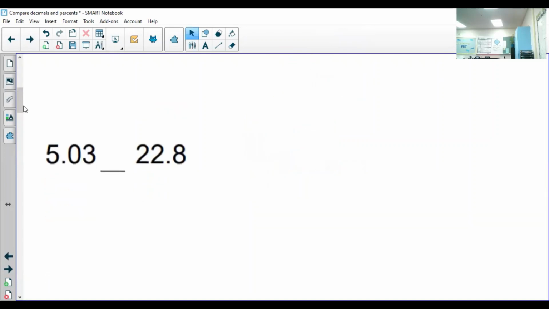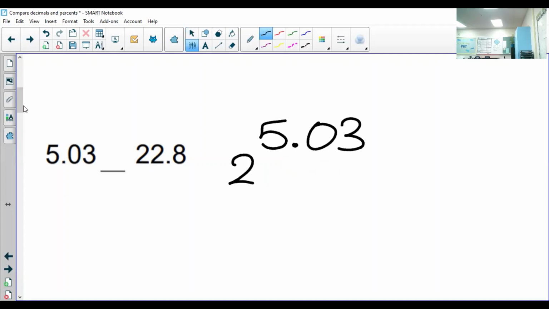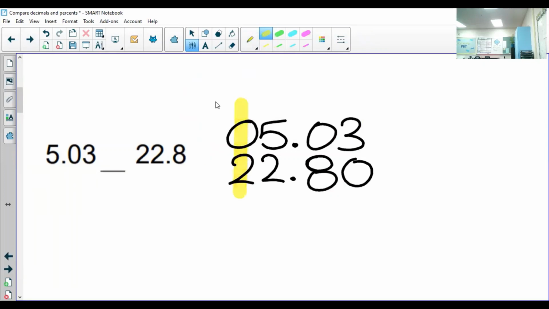Let's look at the next one. We have 5 and 3/100 or 22 and 8/10. Now, the best way to do this is to fill in those zeros. I don't remember if I did this on the last one, but if you fill in those zeros, it's a lot easier to compare. So let's take a look at the 10 spot. I have a 0 and a 2. Which one's bigger? The 2 is, right? So I know my greater than sign is going to go towards the 22 because that one's bigger.